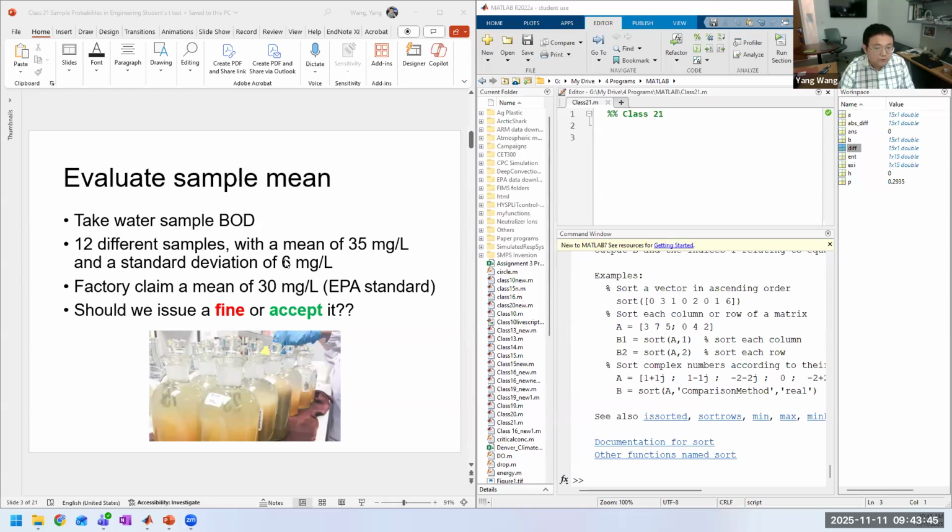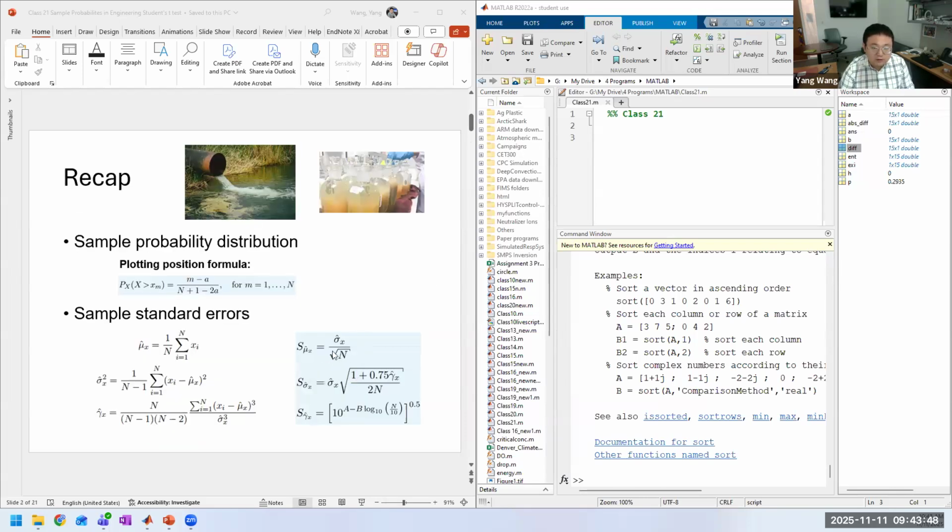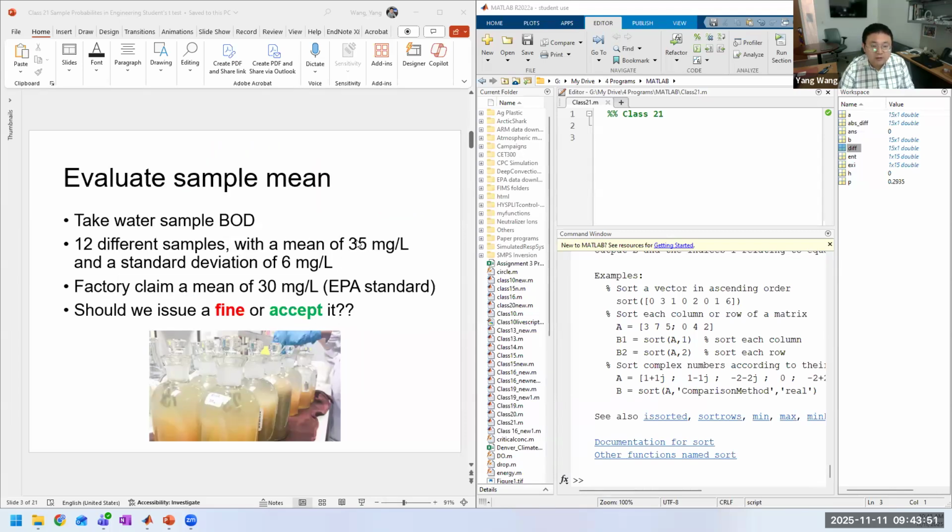And we showed earlier that all of these measurements are associated with standard errors. So then how do we see our data, right? Should we tell the factory that 35 is the mean that we got, and clearly 35 is larger than 30, so we are going to issue a fine? Or the other way, we acknowledge that there are standard errors associated with our measurement, right? And especially it has a pretty big standard deviation. You can think that 35 minus 6 is 29, which is below 30. So should we give this factory a chance, or just accept it, right?